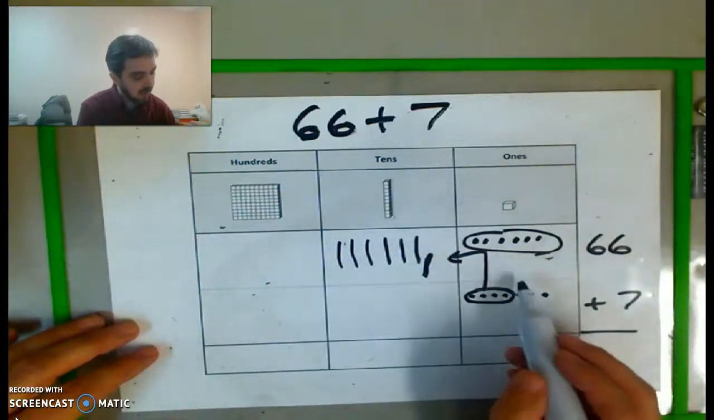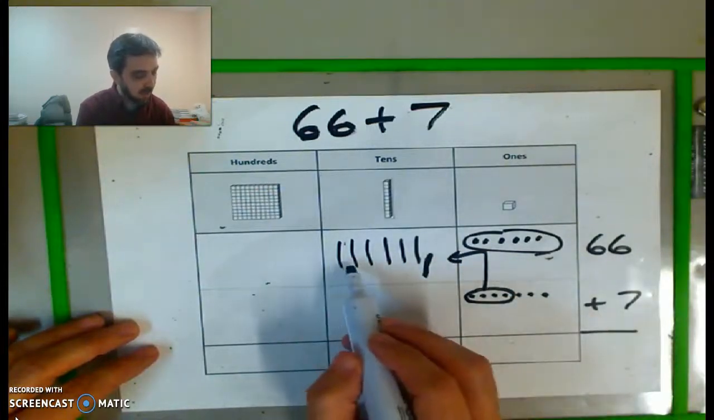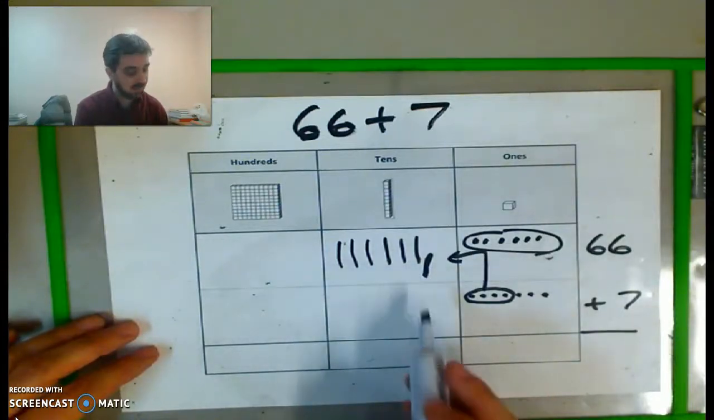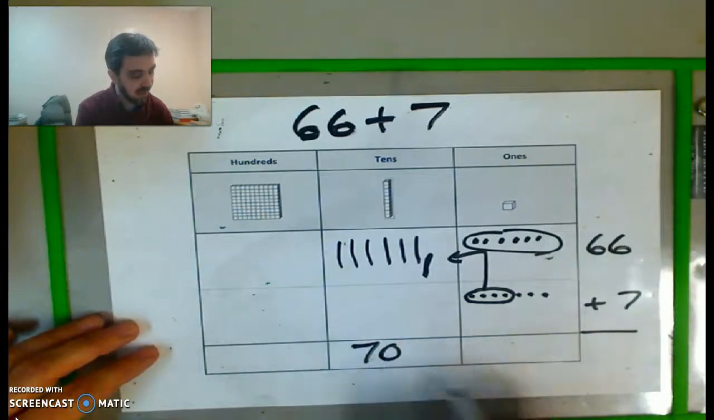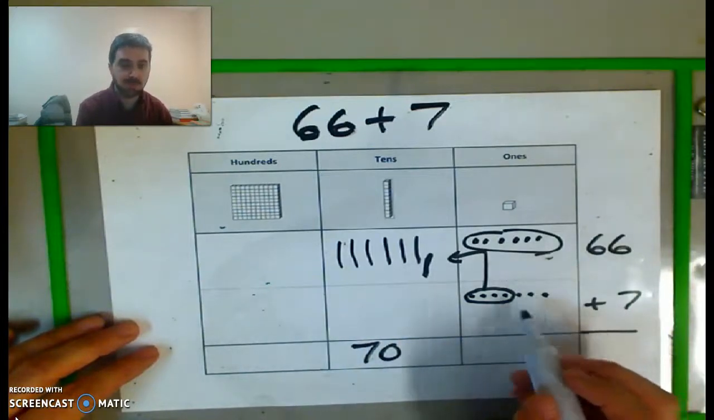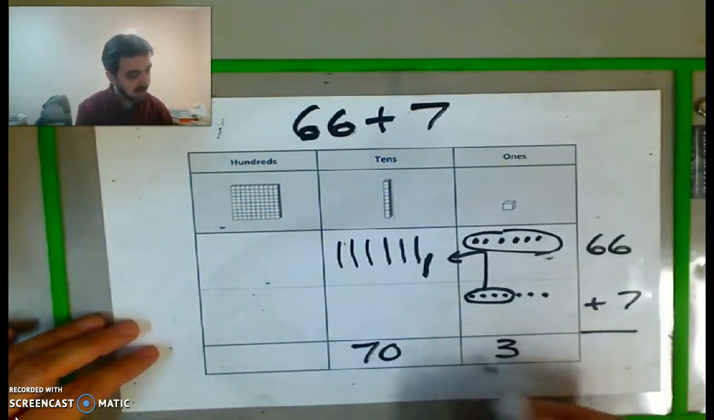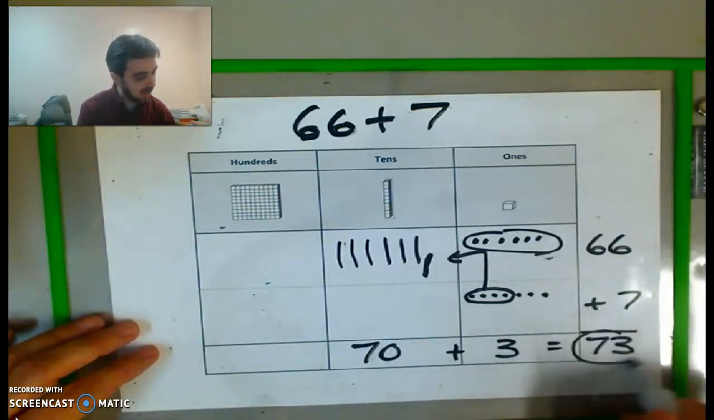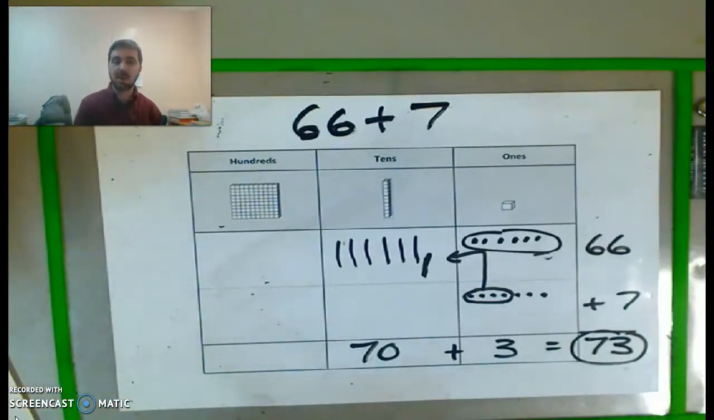Okay? So it looks like now I have 1, 2, 3, 4, 5, 6. I have 7 10s. Okay? 7 10s, which gives me 70. And I still have 3 1s left over. So that's 3. And if I add those up, I get 73. Okay? So that's how I would have done it.